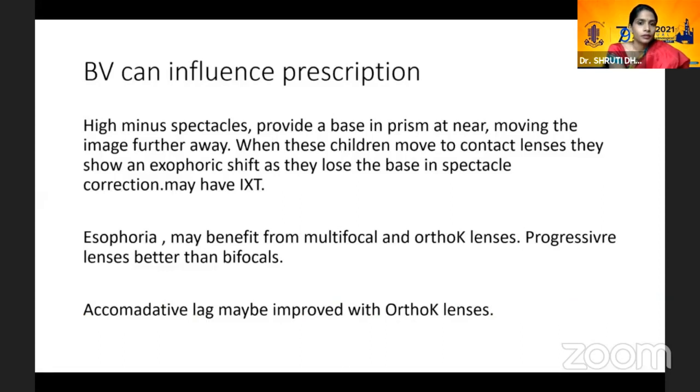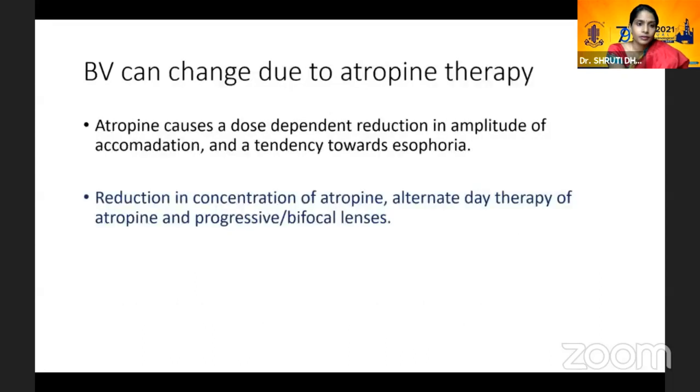Fourth, binocular vision can influence our prescriptions. High minus spectacles provide a base-in prism at near, moving the image further away. When these children move to contact lenses, they show an exophoric shift as they lose the base-in spectacle correction and may start having intermittent exotropia. Esophoria, however, may benefit from multifocal and ortho-K lenses, and progressive lenses are better than bifocals. Accommodative lag may be improved with ortho-K lenses.